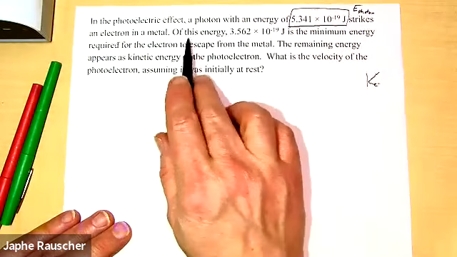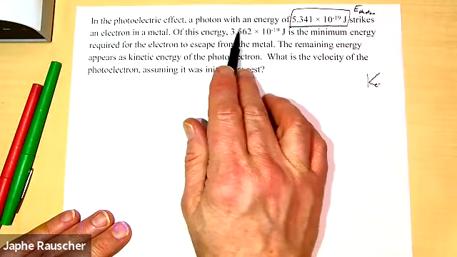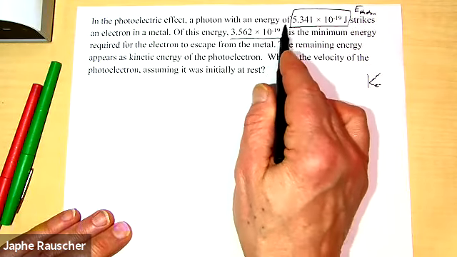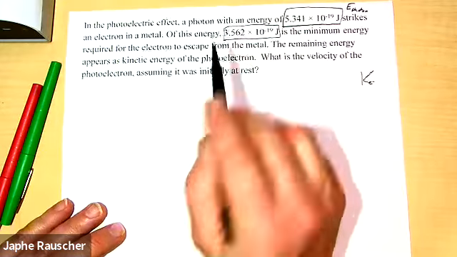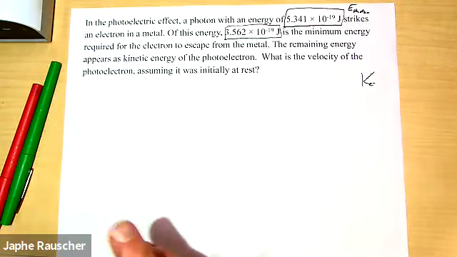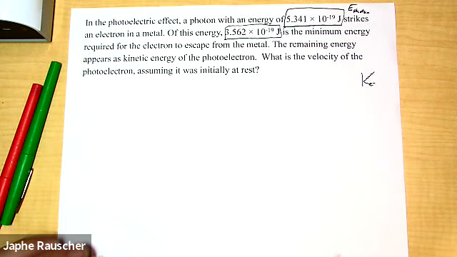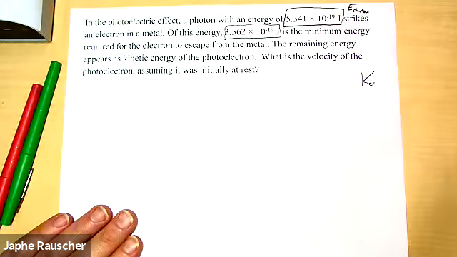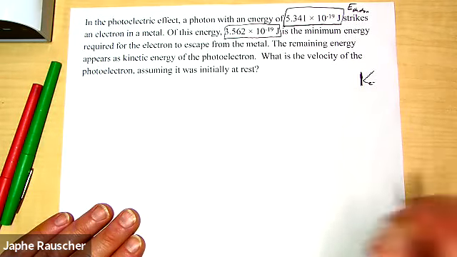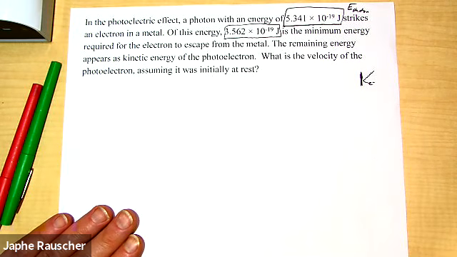Of this energy, 3.562 times 10 to the negative 19 joules is the minimum energy required for the electron to escape from the metal. So this is basically the ionization energy, right? How much energy it takes to remove that electron from that piece of metal. We have this piece of metal, we're pulling an electron right off of it.